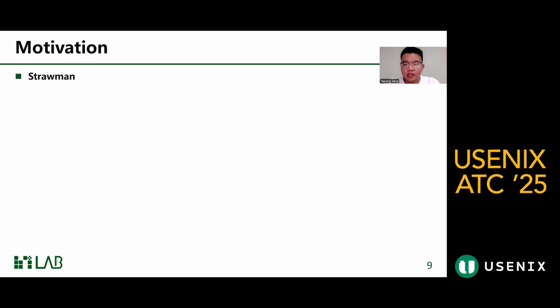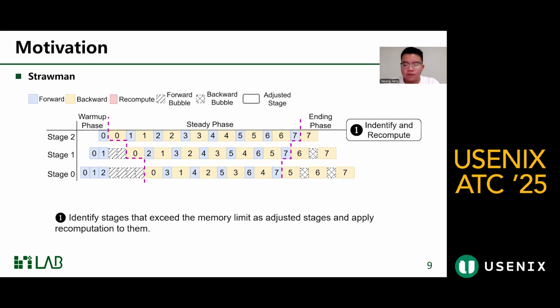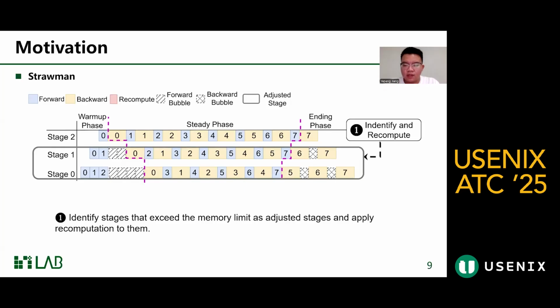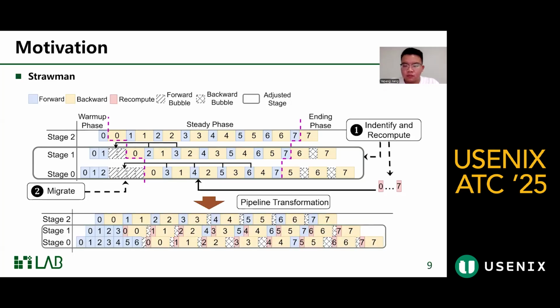Built on all three key observations, we propose a strawman pipeline derived from the 1F1B schedule through a two-step pipeline transformation. First, identify and recompute. We identify stages that exceed the memory limit, termed adjusted stages, and apply recomputation only to these stages. Second, migrate. We shift forward passes in the steady phase of adjusted stages leftward into forward bubbles as much as possible. This causes the forward bubbles to shift right and convert into backward bubbles.